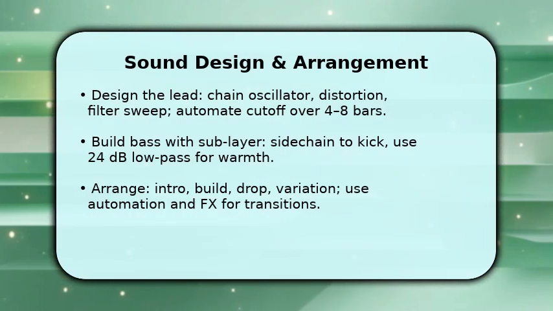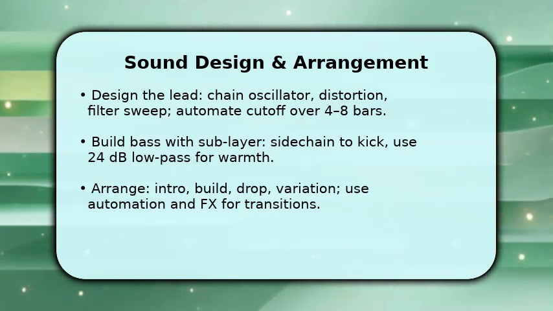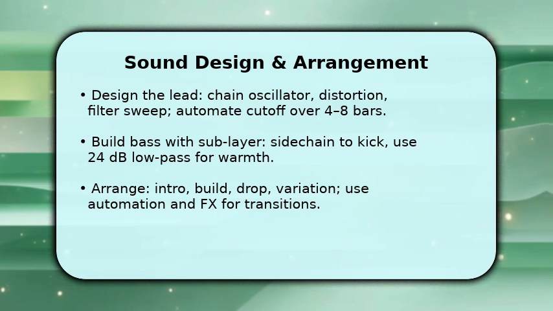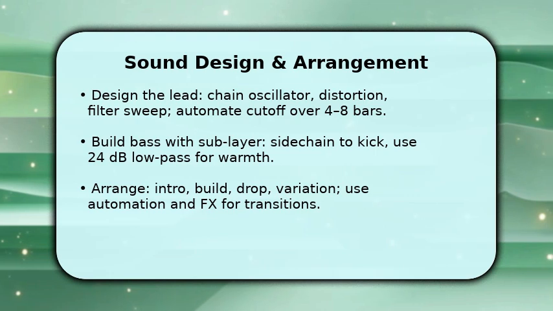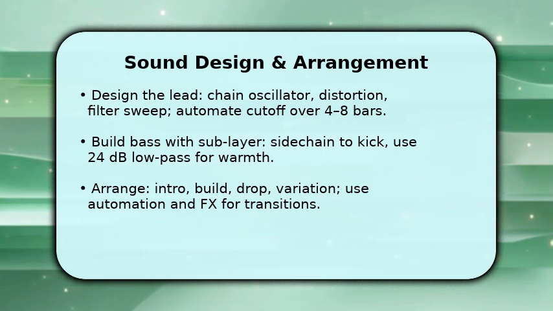Once your loop exists, deepen the sounds and structure the track. Sculpt the lead with oscillators, distortion, and a filter sweep, then automate cutoff and modulation to add motion. Make a bass with a sublayer and set sidechain compression to the kick so the low end breathes. Low pass at 24 dB helps it sit.